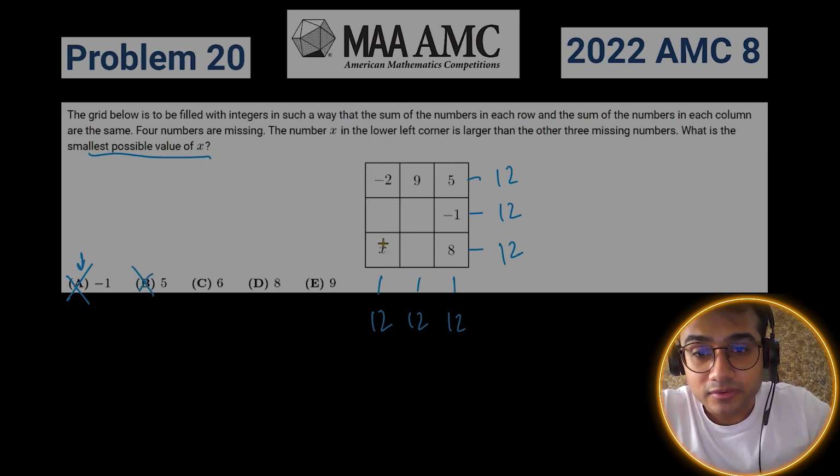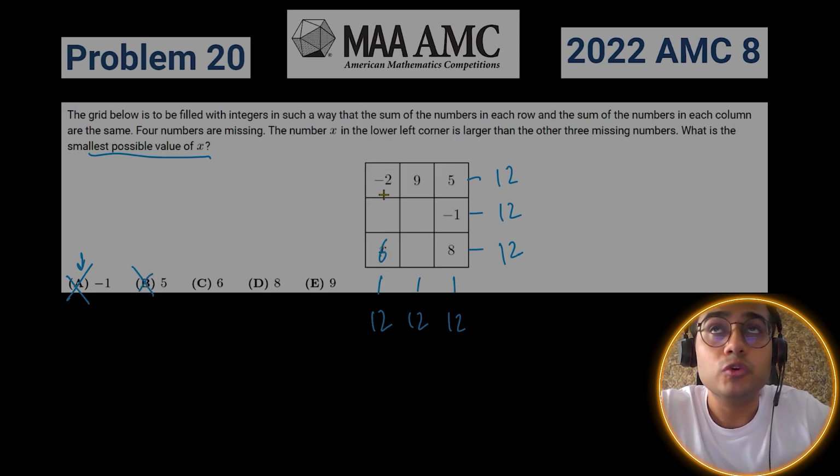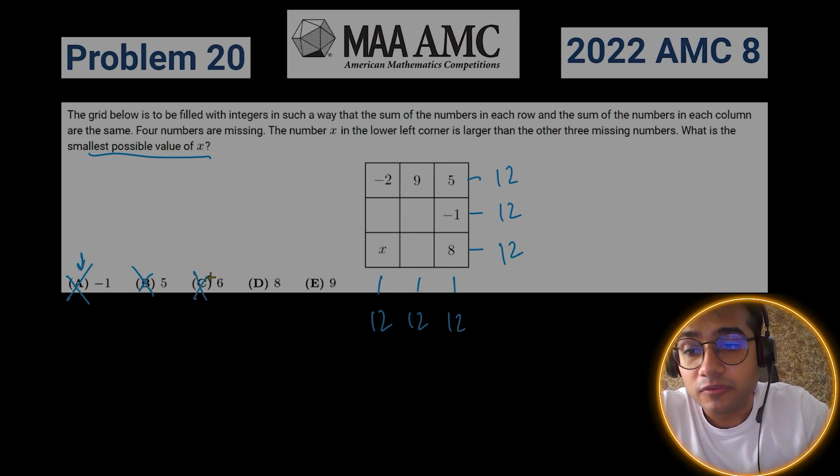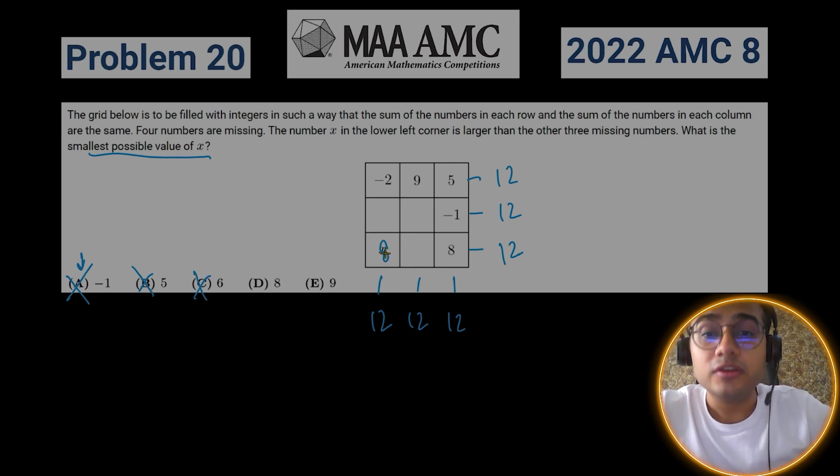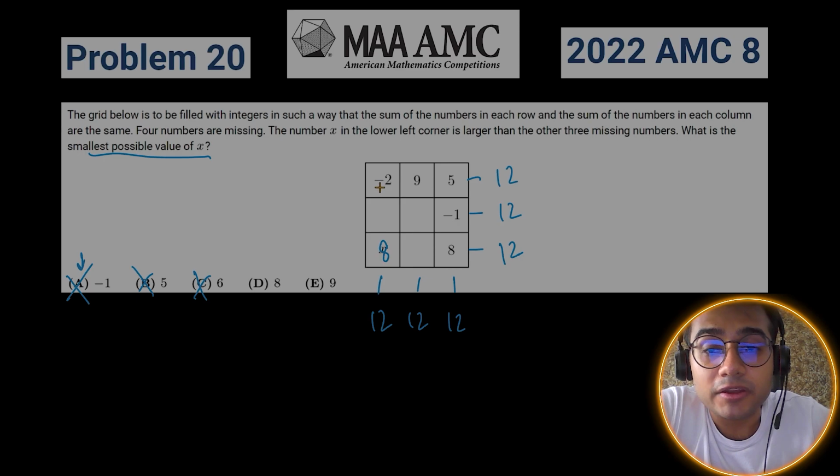Then let's try 6. If this is 6, 6 minus 2 is 4. 4 plus 8 is 12. Well, that is also not valid. What if this is 8? So 8 minus 2 is 6, and 6 plus 6 is 12. So that works. Actually, let's see if the others work as well.